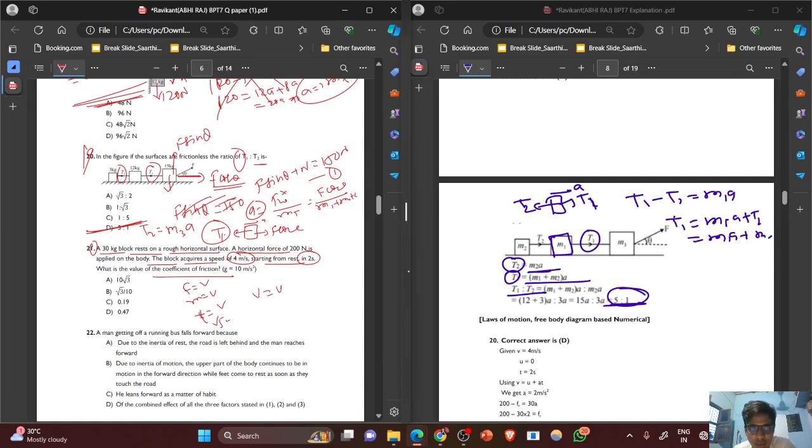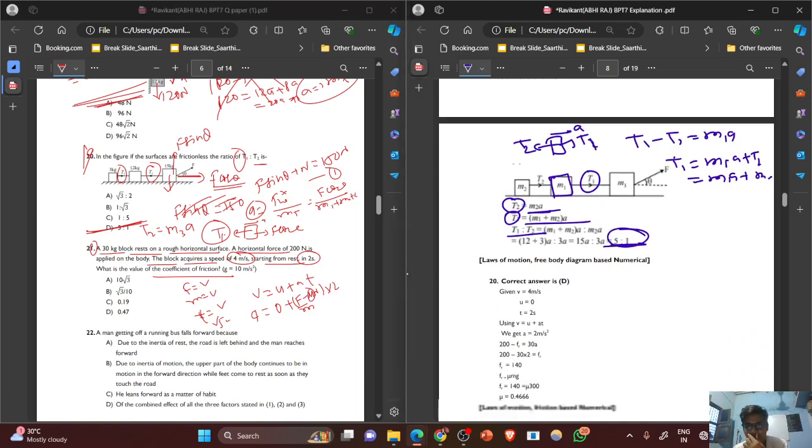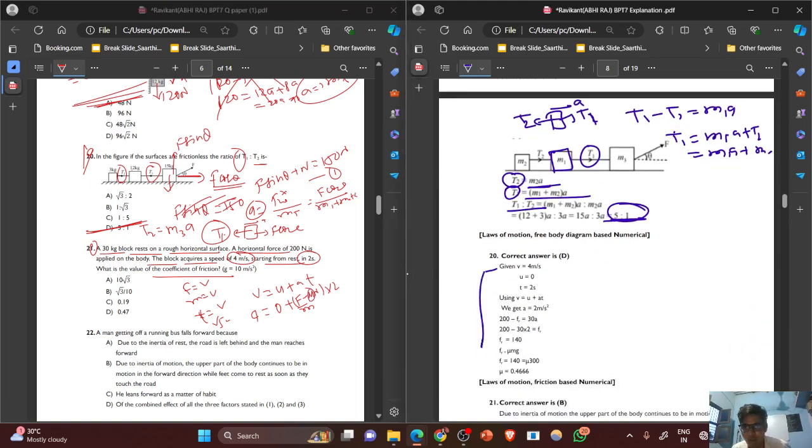You know v equals u plus at. Simply v equals 4, u is 0. a is simply force by mass. No, not force by mass, force minus mu N, divided by mass, into t. You just need to calculate the value of mu from here. It's an easy question. You can look at the solution and do it. It will be 0.47. Option D is your correct answer. It's a simple question, I told you. You just need to calculate the friction mu from here. You know N equals simply mg.